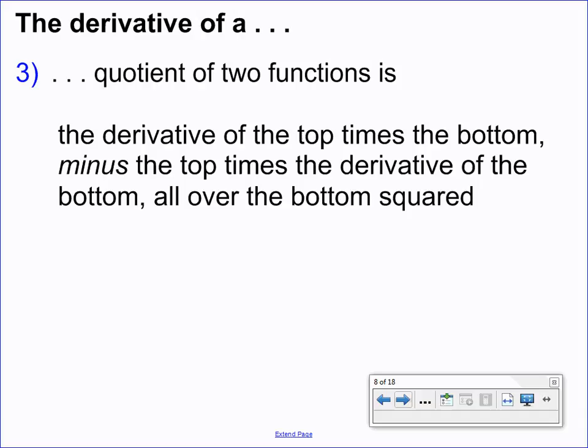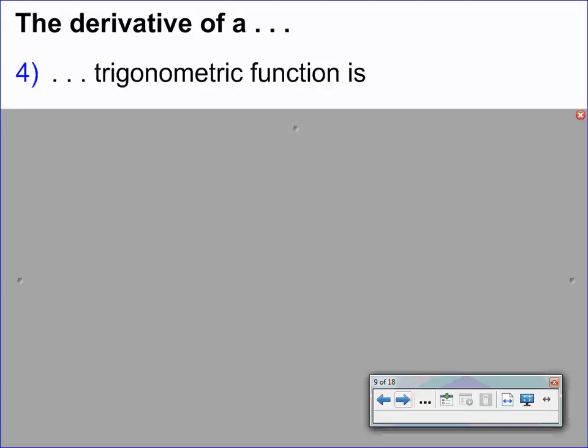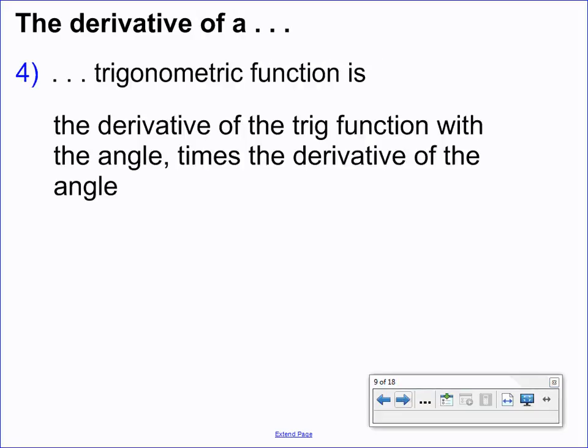The derivative of a trigonometric function is the derivative of the trig function with the angle, then times the derivative of the angle.